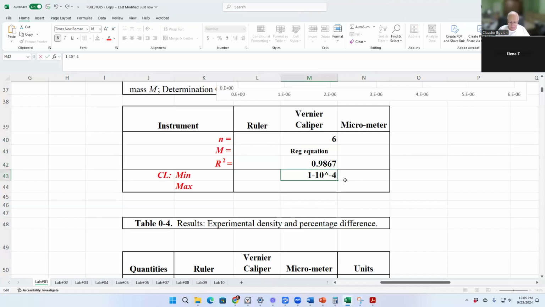If you leave it this way, Excel is not going to do anything with it, and it's going to treat it as text, not a number. In order to ensure that Excel treats it as a number, you have to put an equal sign in front of this value. And then you get 0.9999. That's for the CL min.